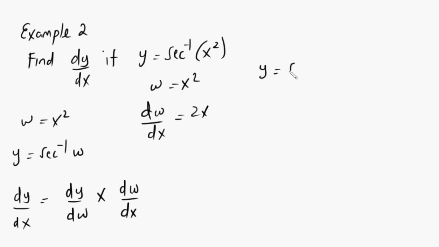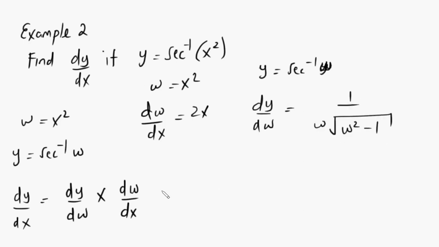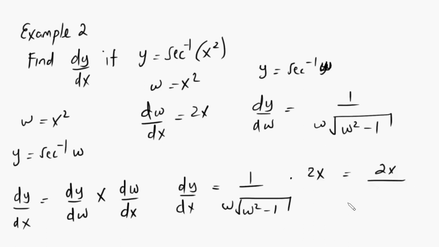And from y equals sec inverse of w, I have derived sec inverse of w just now. I mean dy dw is now 1 over w, the square root of w squared minus 1. So my dy dx is just going to be dy dw, 1 over w square root of w squared minus 1, times 2x. So it's just going to be 2x over w square root of w squared minus 1. So what is w?